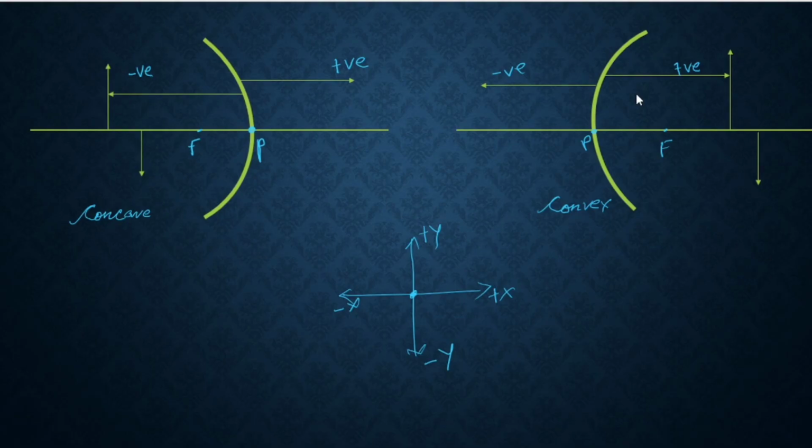Then in the case of height, this line is a principal axis. अगर height principal axis के ऊपर की तरफ होते हैं, in the upward direction, then the height is positive. If it is directed in the downward direction, then it is negative. Convex mirror में भी same. Height अगर ऊपर की तरफ होते हैं then it is positive. अगर नीचे की तरफ होते हैं then it is negative.